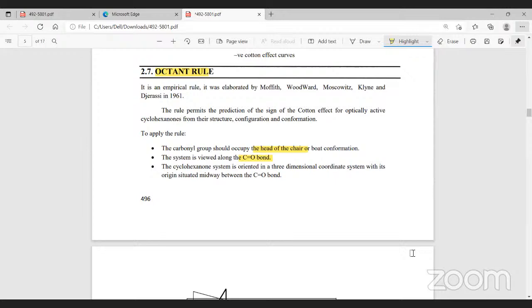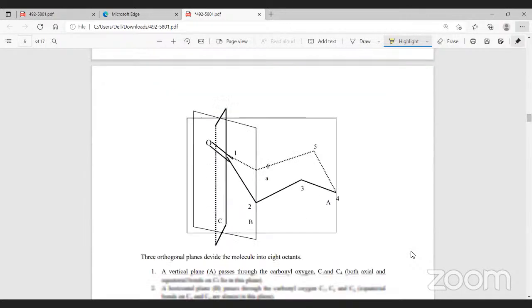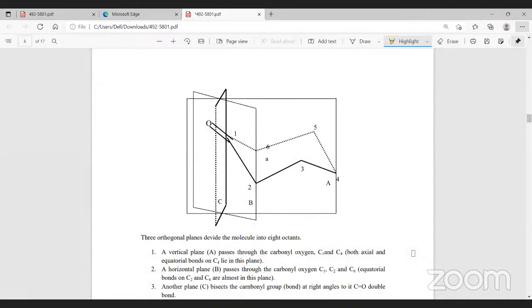And the next point, the cyclohexanone system is oriented in a three-dimensional coordinate system. So this is the 3D diagram of cyclohexanone. First observe the structure of cyclohexanone. Here the C=O group, C2 carbon, C3, C4, C5, C6. C1, C2, C3, C4, C5, C6.